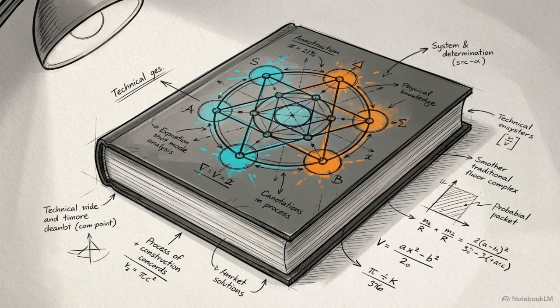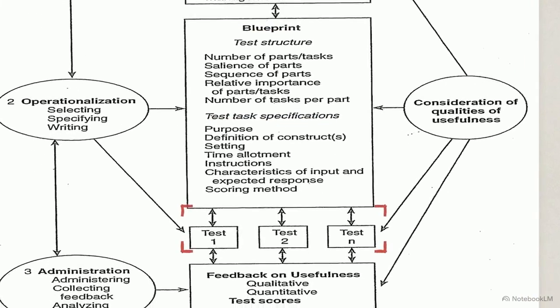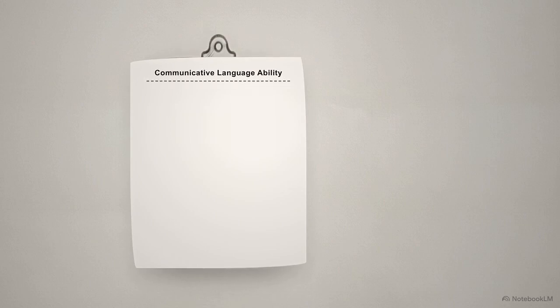developed by Lyle Bachman and Adrian Palmer. This flowchart outlines their approach to test design. Notice the central pathway connecting the design blueprint directly to specific test task specifications. This ensures every test is built on a solid theoretical foundation. We can translate that theory into a practical 5-part checklist.